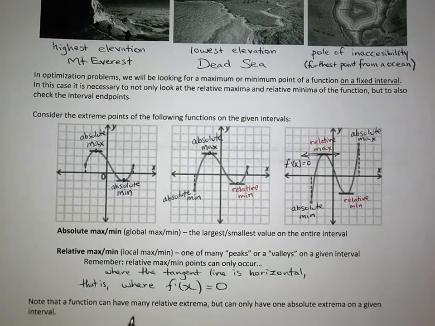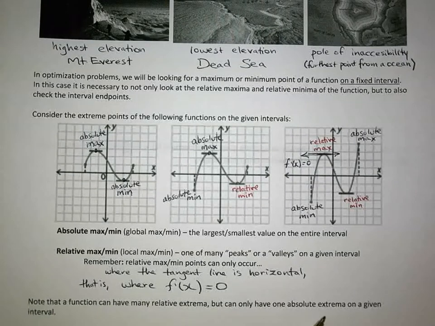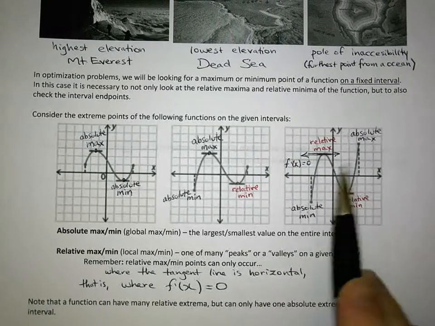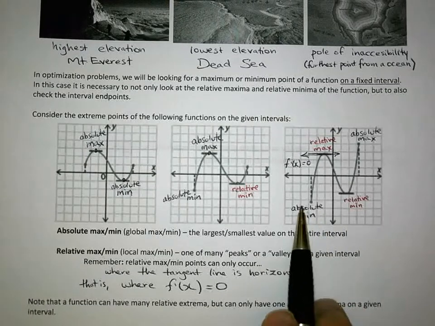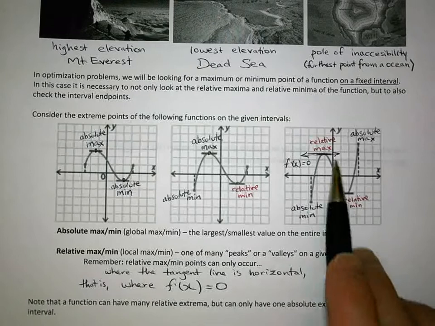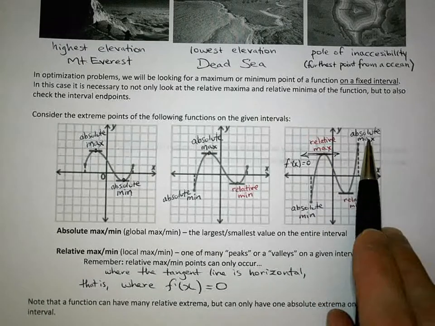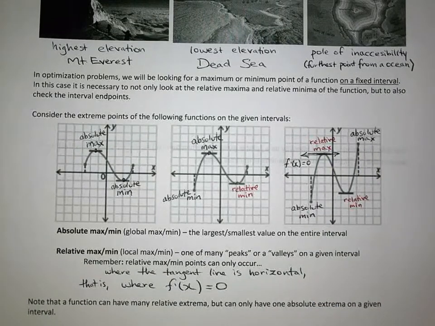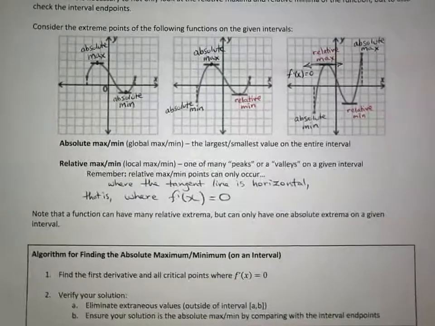Note that the function can have many relative extrema, but it can only have one absolute extrema on a given interval. So this makes sense, right? I can have a graph with a lot of relative maxes. It could have all these little humps, but it can only have one absolute max, and similarly for the minimum. So let's talk about how we find this and the procedure we're going to go through.